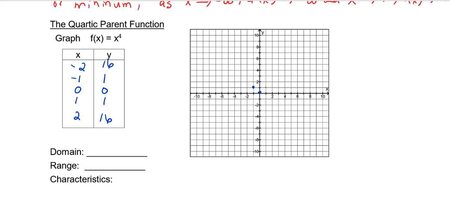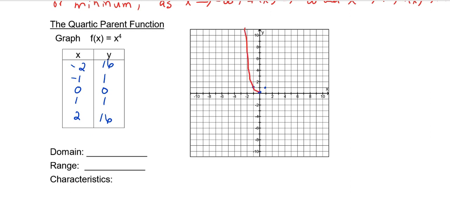Alright, I'm going to just plot the points I can, which are 0, 0, negative 1, 1. And if I try to go over to negative 2 and 16, I'm going to be off the grid. So we're just going to connect those together, and we'll find out the domain and range and analyze its characteristics.